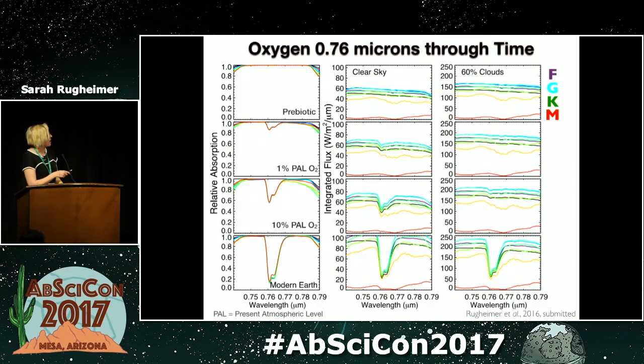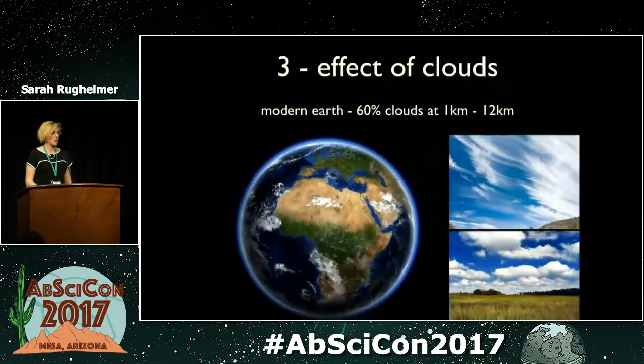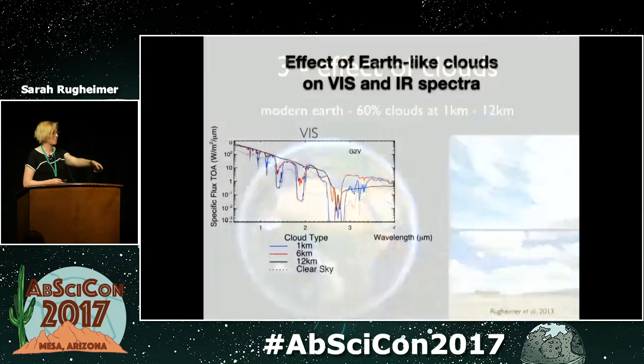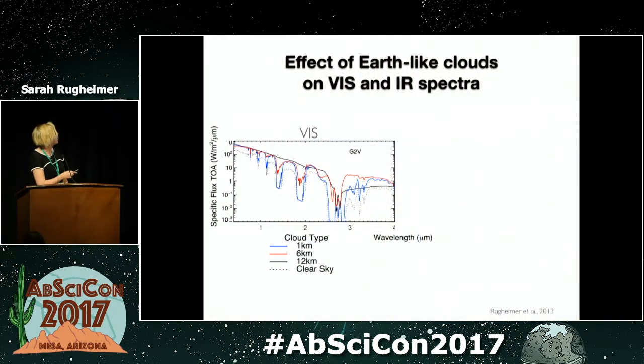And when we add clouds, that feature seems to obscure quite substantially. So whatever little bump we had here, we don't really see it, even for the 10% cases. And so this led us to think about, well, okay, what is actually happening with the effect of clouds on this spectra? So just looking at the full Earth-like spectra here in the visible, if we were to just assume 100% clouds at 12 kilometers, 6 kilometers, and 1 kilometer, that's what these lines represent.